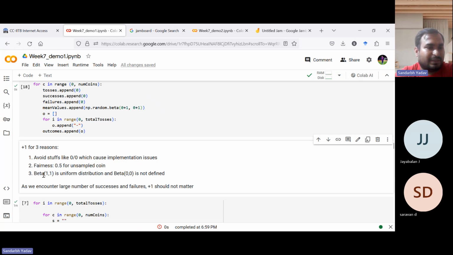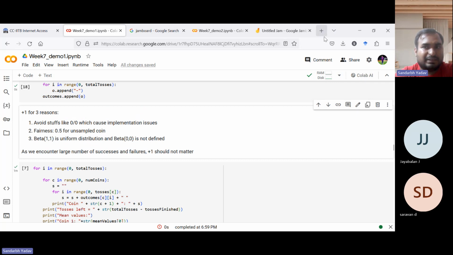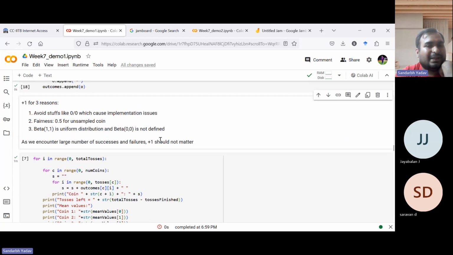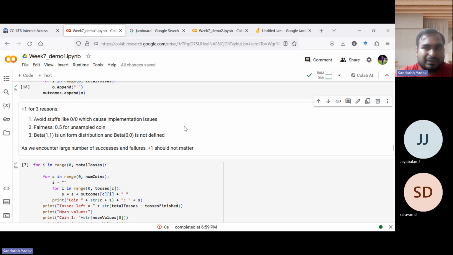Also, the third reason is that beta(1, 1), as I have already mentioned, is the uniform distribution, and beta(0, 0) is not defined. You can google some beta distribution plotters and put these values 0 and 0 and see the graph. It's not defined, it won't come. And you might think that this plus one might change things, like we are not actually sampling from the distribution which we should have. But it won't, because although here we are doing just 30 tosses, in practice you will be doing this for maybe 10,000 or a lot more steps. So number of successes, even if it's 5,000 or 5,001, it doesn't really matter, right?